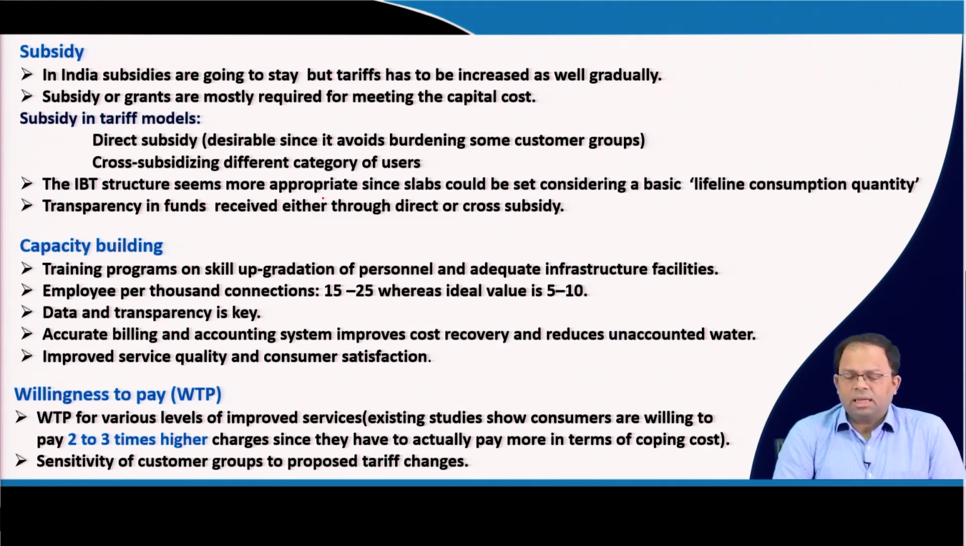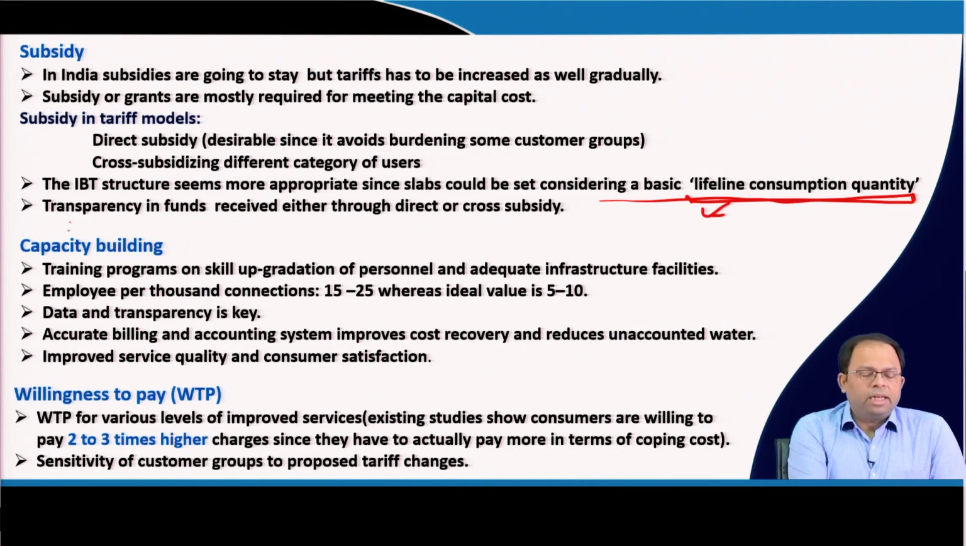The IBT structure, this increasing block tariff that we discussed earlier, seems more appropriate considering India, and we could set the initial blocks or initial charges by considering a basic lifeline consumption quantity charge. This lifeline consumption quantity is the basic quantity that is required by all families. So we can create our first block based on that, and then subsequent blocks could be charged higher rates, right? So this is the basic amount of water that has to be supplied.